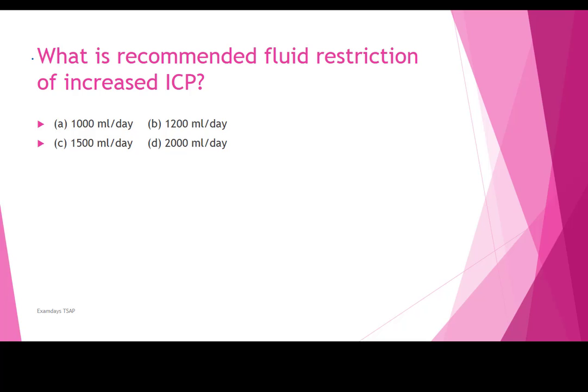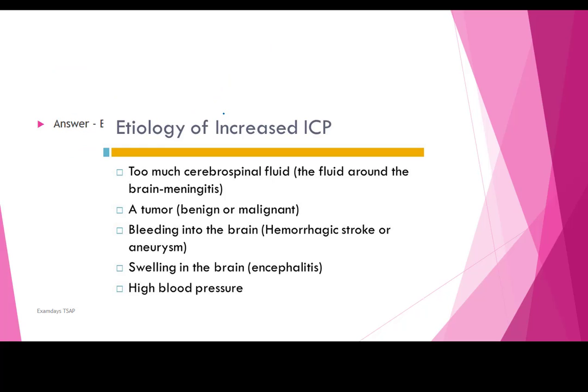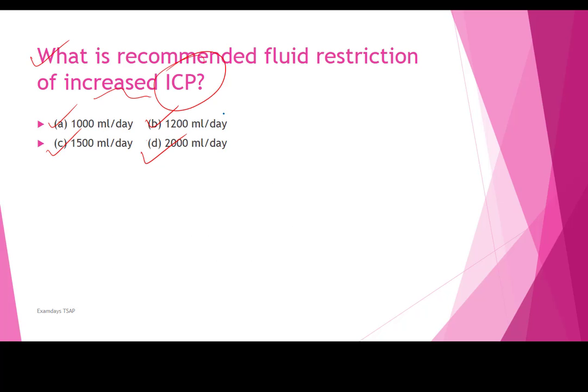Moving on to the next question: what is the recommended fluid restriction in increased ICP? Your options are A, 1000 ml per day; B, 1200 ml per day; C, 1500 ml per day; and D, 2000 ml per day. Your correct answer is going to be option B, 1200 ml per day.